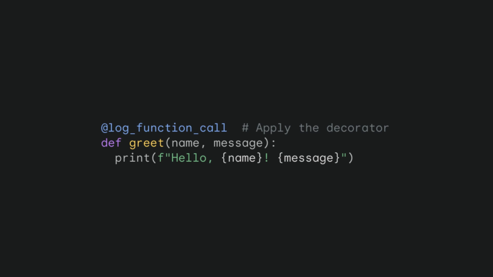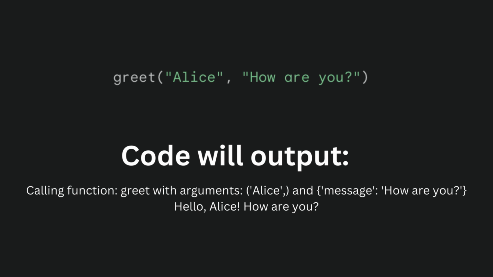So here's the cool part. We can use the @ symbol to apply the decorator to our greet function. And so when we call greet, the decorator will intercept it first. Let's see what happens. If we do this with greet, you can see that the decorator logged the function name and arguments before calling the original greet function. This is a basic example of how decorators work. You can create decorators for various purposes, making your Python code cleaner, more modular, and easier to maintain.